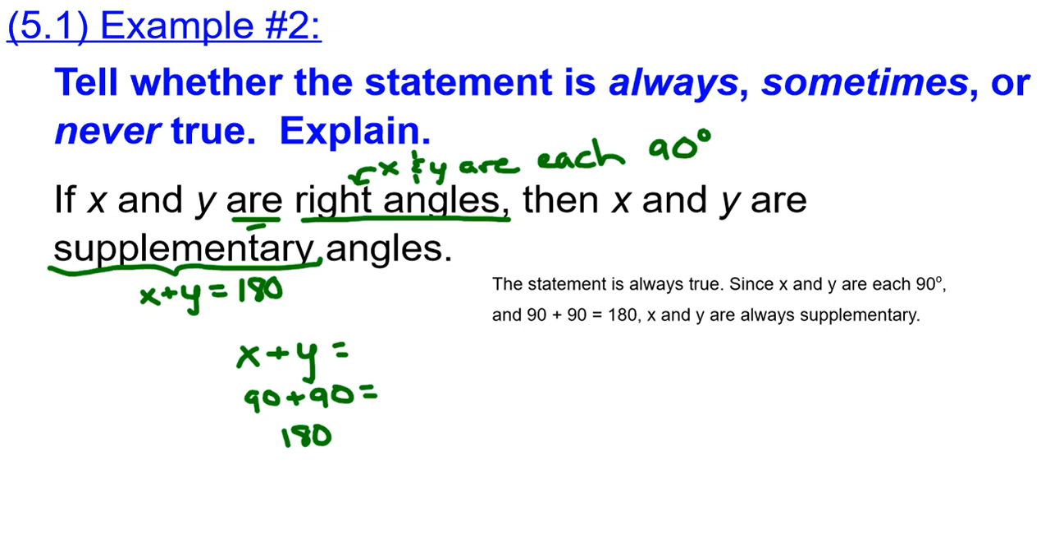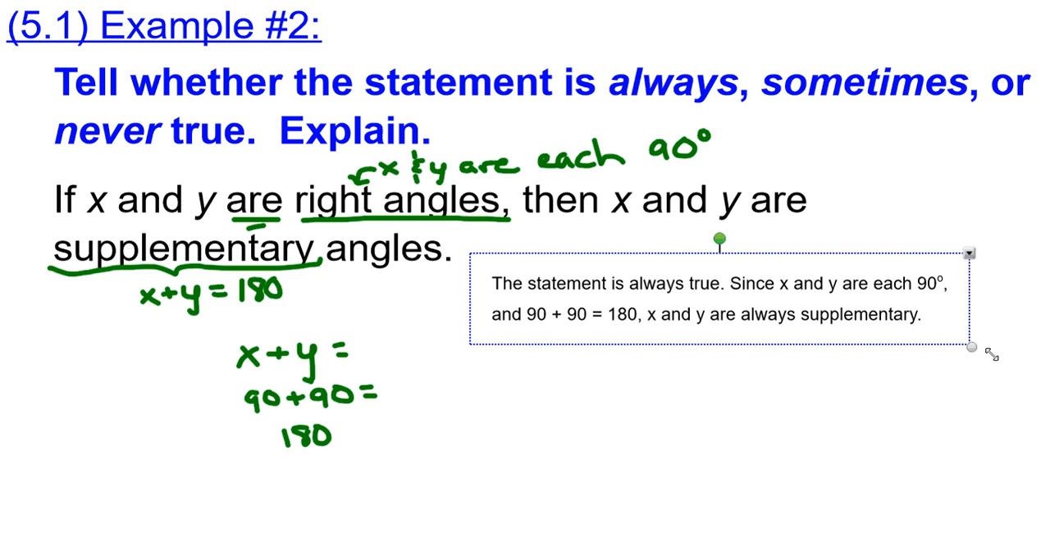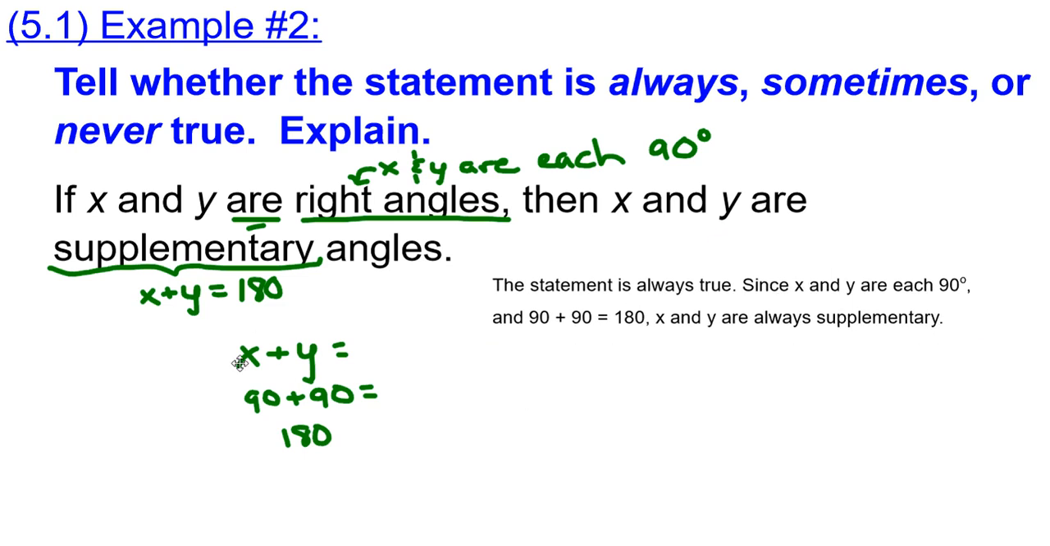So again, you're just trying to think of different possible cases, but in this one, there's no other possible case because it says that x and y are right angles. You can't change that fact. They are right angles, which means they are 90 degrees each, and that will always add to 180, which makes them supplementary. All right, let's take a break from those intense thinking problems.